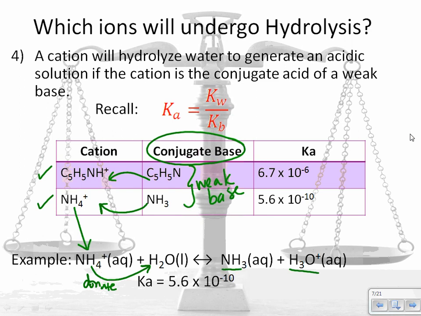When I look this up in the back of the book, there is only a Kb for my NH3. There is no value for Ka for NH4+. So what do I do to find my Ka? I use this equation right here. So we will do actual examples of that right now.